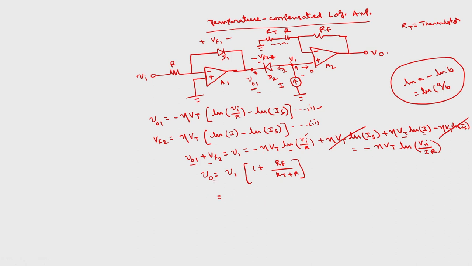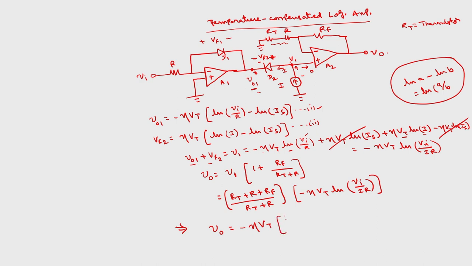So, what is the final output V0? 1 plus Rf by Rt plus R means this will be Rt plus R plus Rf divided by Rt plus R times V1. V1 is minus eta Vt logarithm of Vi by IR. So, the final output of this temperature compensated logarithmic amplifier is minus eta Vt into the constant Rt plus R plus Rf divided by Rt plus R times logarithm of Vi by IR.